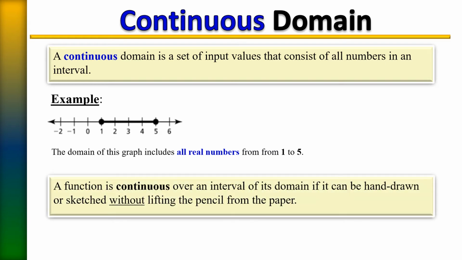A function is continuous over an interval of its domain if you can draw or sketch it without lifting up your pencil from the paper. So if we start our pencil here at 1, we can move all the way to 5 without lifting up our pencil and sketch that entire domain. So therefore, that is an example of what we call a continuous domain.